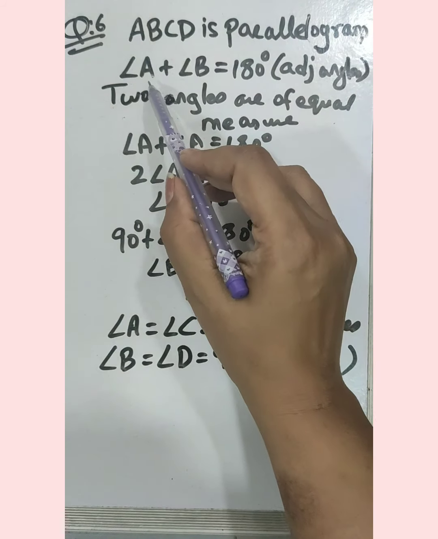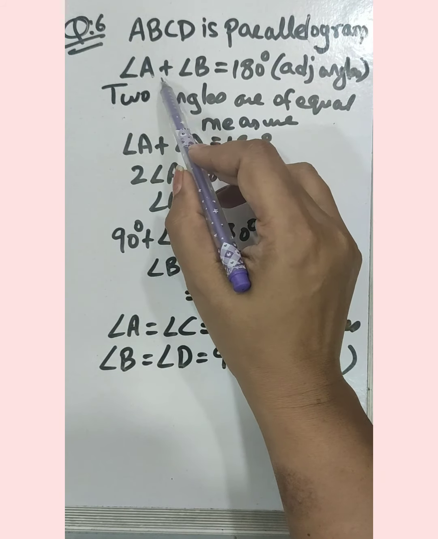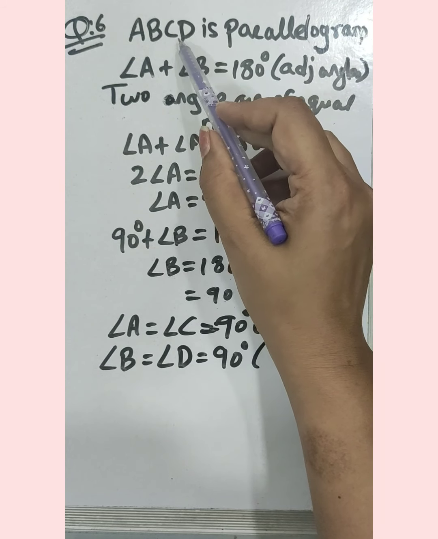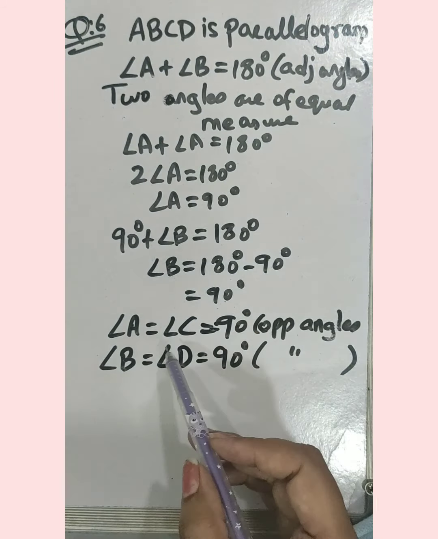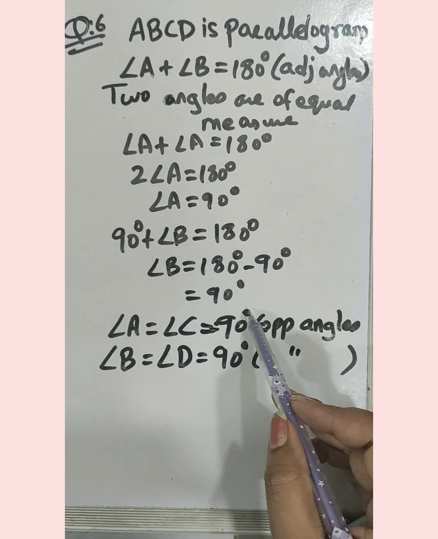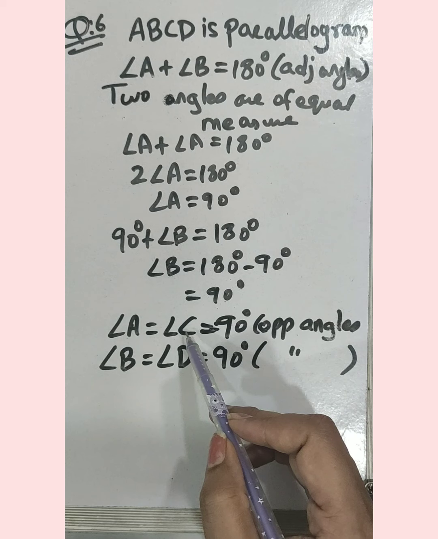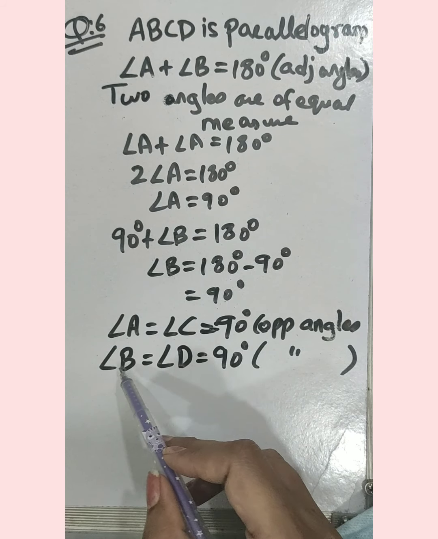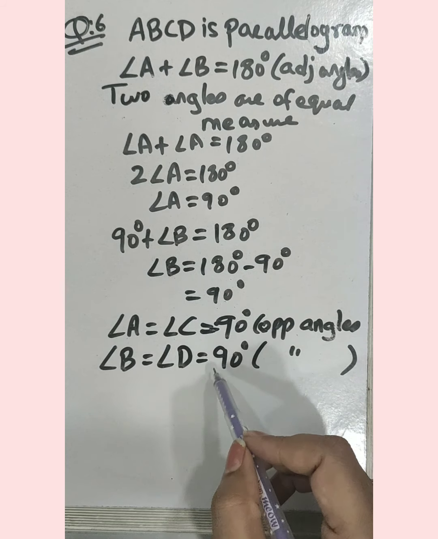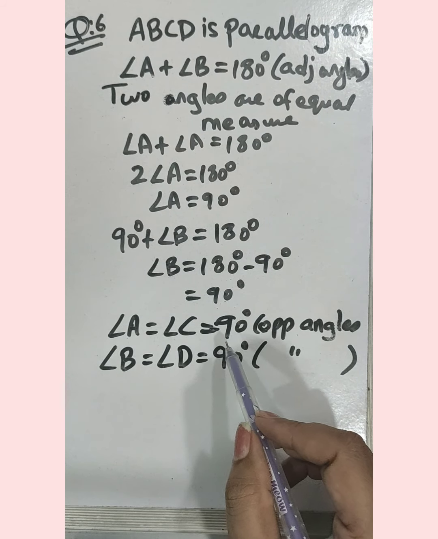And now angle A and angle B are adjacent, but the opposite angles to them are angle C and angle D. As opposite angles are equal, I can write angle A is equal to angle C, which will also be 90 degrees, as these two angles are opposite angles. Similarly, angle B and angle D are also opposite angles, so I can write it also 90 degrees.